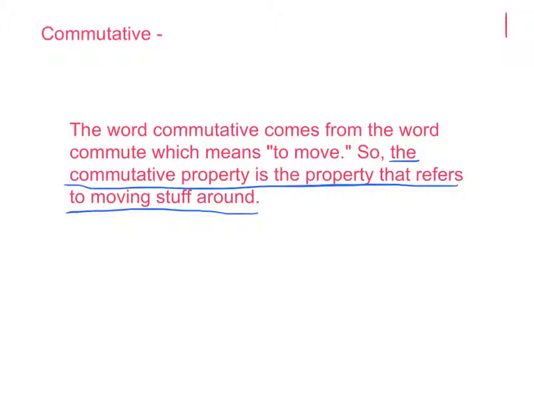Commutative. The word commutative comes from the word commute, which means to move. So the commutative property is the property that refers to moving stuff around. This should be written in box number 1.